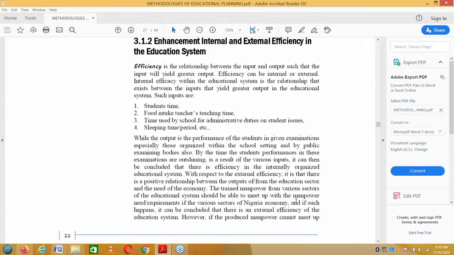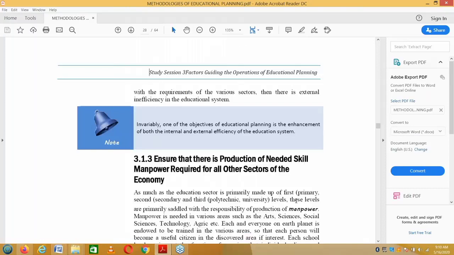The external efficiency of the educational system is concluded. However, if the produced manpower cannot meet up with the requirements of the various sectors, then there's external inefficiency in the educational system of the country. Now let's look at another objective of educational planning.